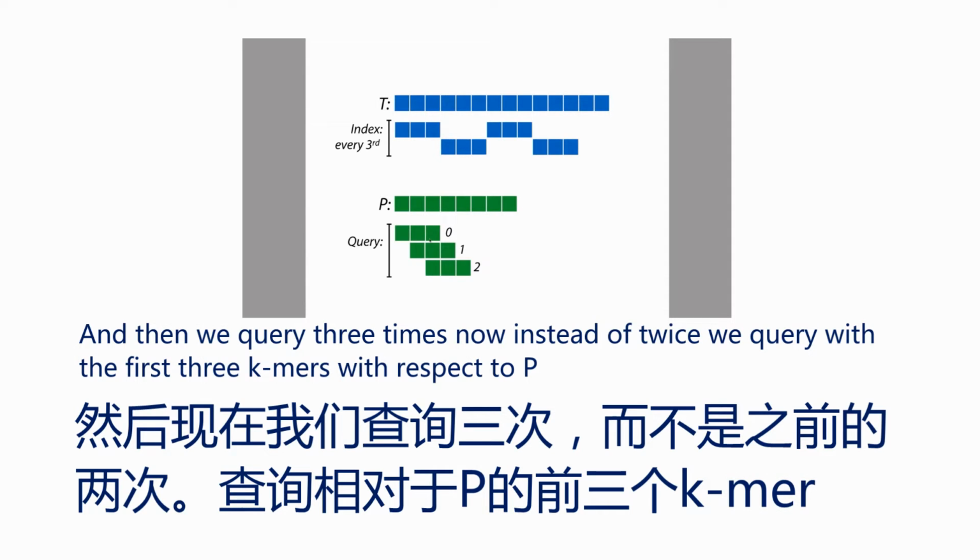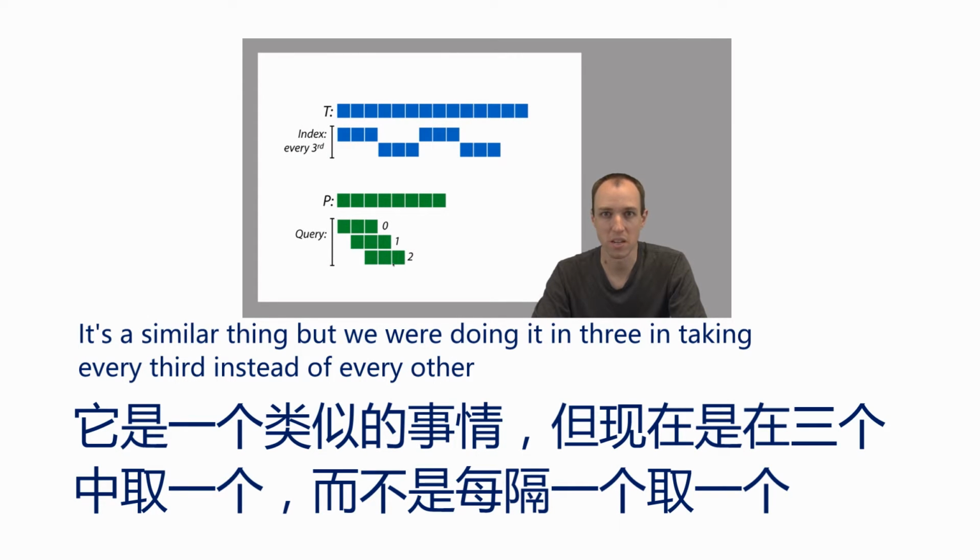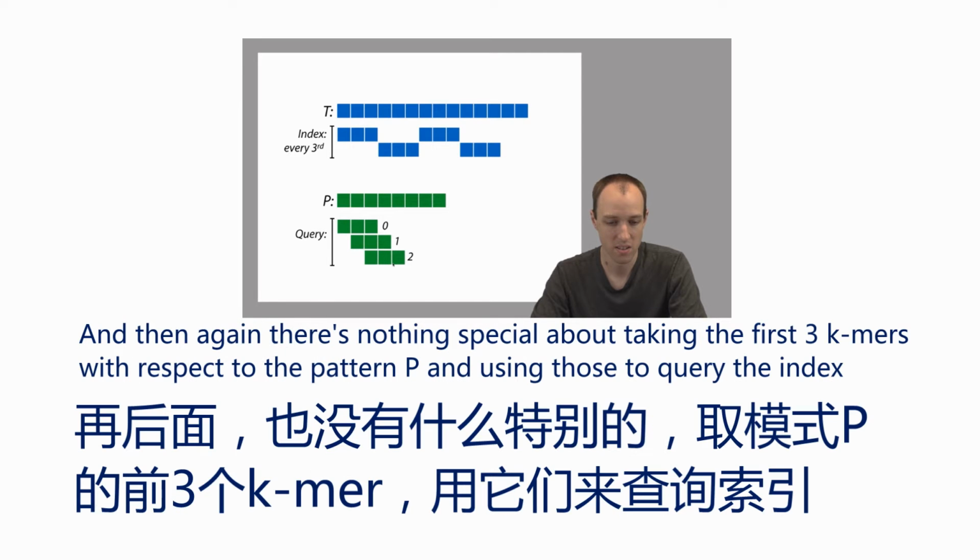And then we query it 3 times now instead of twice. We query it with the first 3 k-mers with respect to p. Right? So similar thing, but we're taking every third instead of every other. And then again, there's nothing special about taking the first 3 k-mers with respect to the pattern p and using those to query the index.